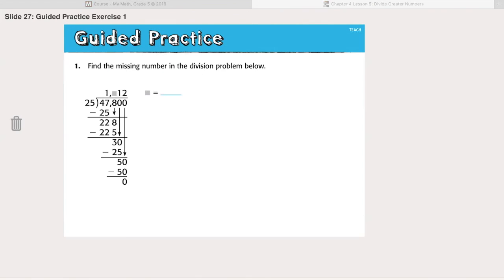Okay, guided practice. It says find the missing number in the division problem below. Okay, let's go through our process here. 25 fits into 47 one time. 1 times 25 is 25. 47 minus 25 is 22. Bring down the 8. So the question is, how many times can 25 fit into 228? Well, it fits into 104 times, so it would fit into 208 times, and then there's an additional 25 that can fit. So I would say 9 times.